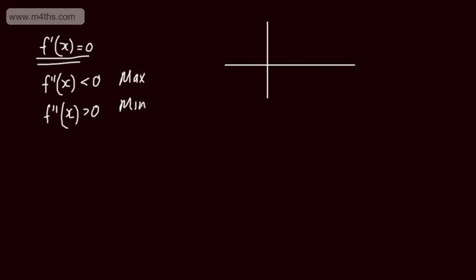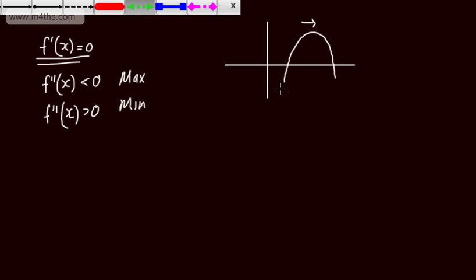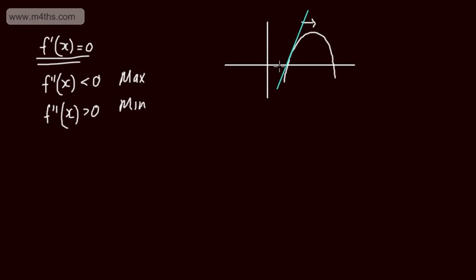So if we think about this now, if we have a maximum point now, this is the gradient of the gradient function. So we can see now that the gradient is decreasing, and I'll just draw some tangents on here. The gradient is decreasing as x is increasing. And that's going to give us now the maximum point.